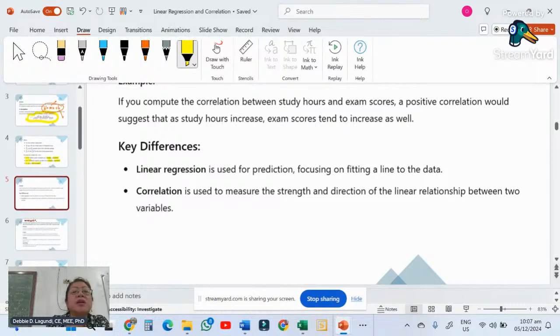All right, so linear regression is used for prediction, focusing on fitting a line to the data. Correlation is getting the strength and direction of the linear relationship. How strong is it? Is it positively strong? Is it negatively strong? Or is there no relationship at all? That's what it means, okay?